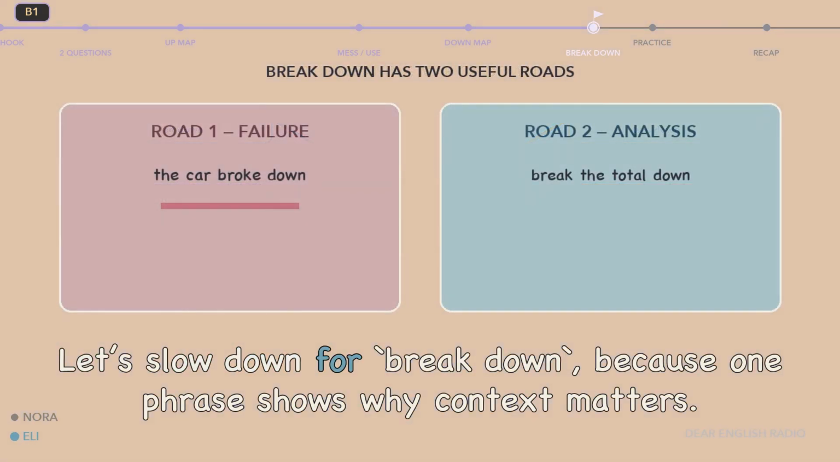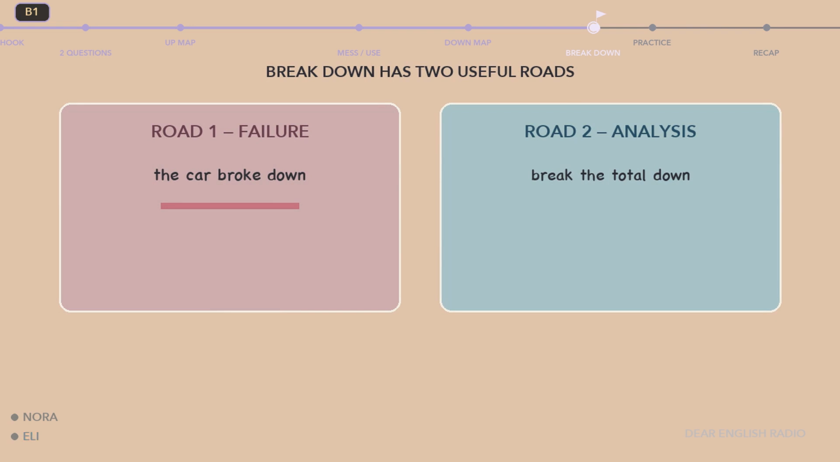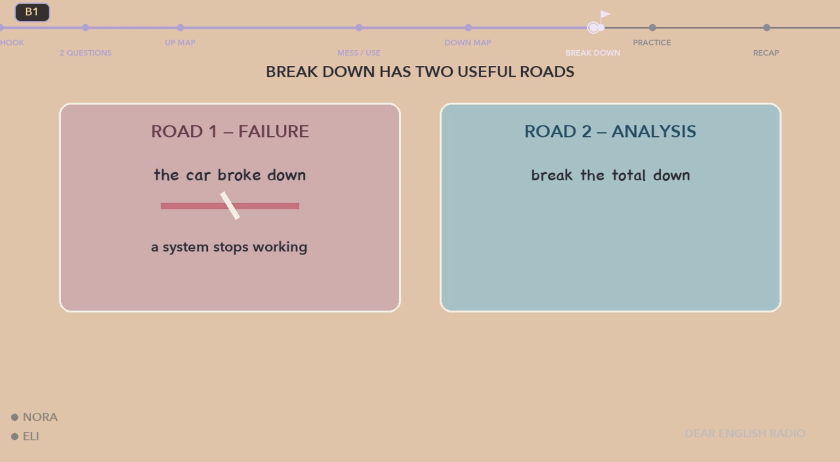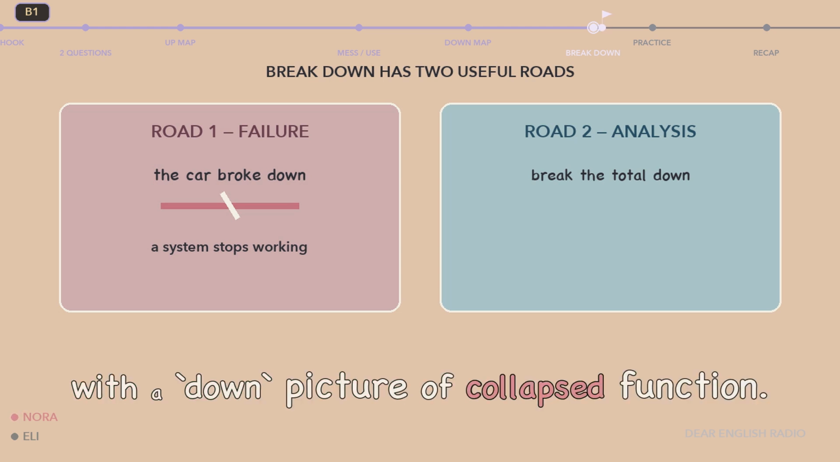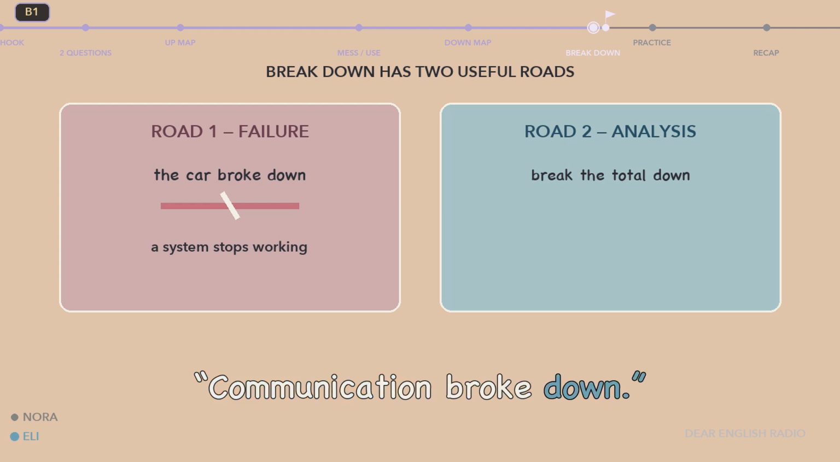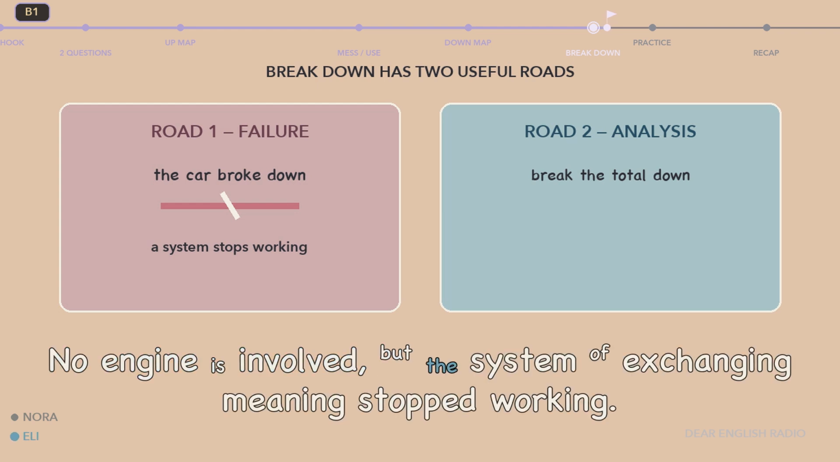Let's slow down for breakdown, because one phrase shows why context matters. Road 1 is failure. The car broke down. A useful analysis combines break or lost integrity with a down picture of collapsed function. The whole expression means the machine no longer works. Communication broke down. No engine is involved, but the system of exchanging meanings stopped working.